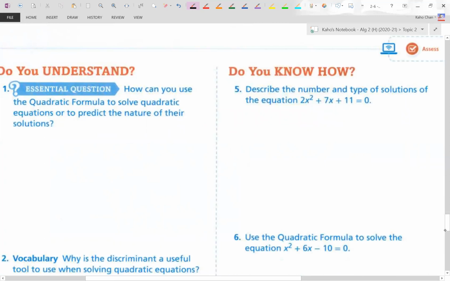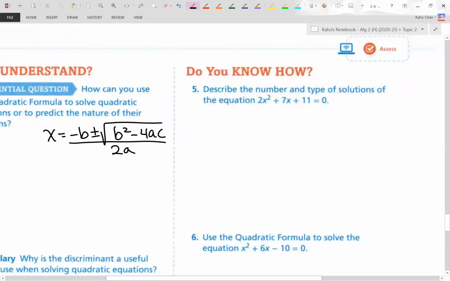I know, this is nice. Nice review from Algebra 1. The discriminant and the quadratic formula. Here we go. Let's write that down again just in case we've forgotten it. Negative b plus or minus the square root of b squared minus 4ac all over 2a. Let's just do it. Describe the number and type of solutions of the equation. All right, they want us to look at the discriminant part. B squared minus 4ac.